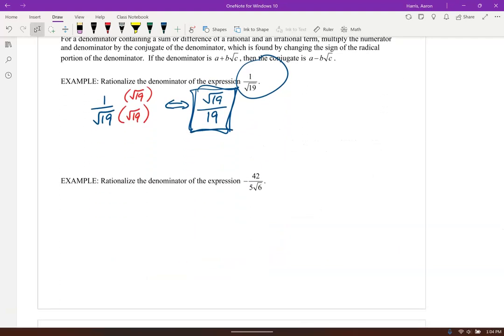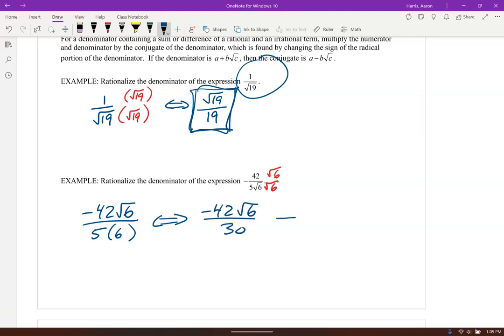This one's also improper with that square root of 6 on the bottom. So we'll multiply the bottom by the square root of 6 and the top by the square root of 6. And let's see what we get. Negative 42 square root of 6. On the bottom I got 5. Root 6 times root 6 is root 36 or 6. So I have negative 42 square root of 6 all over 30.